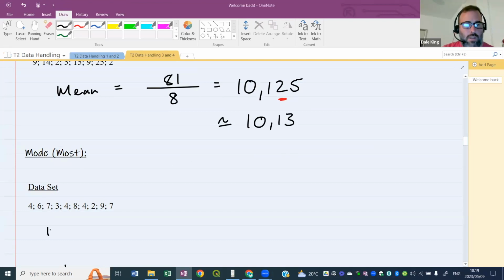All right. So in this data set, yes, you guys can see it. We have a 4 and another 4 and another 4 in this data set. There's 3 4s. We also have a 7 and a 7. Okay. But the 4s occur the most. There are 3 4s and there are only 2 7s. So the mode in this data set is 4. Yes, I'm sure you guys all saw it. The mode is 4 in this data set.